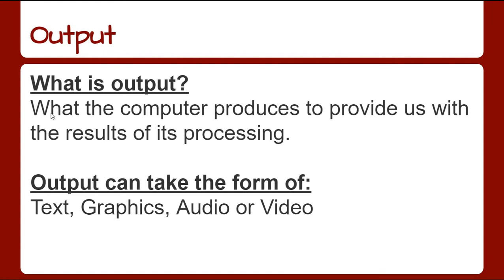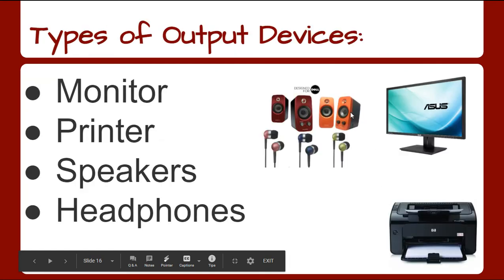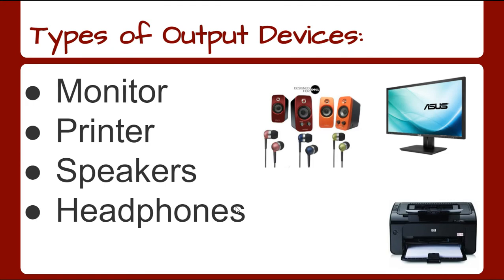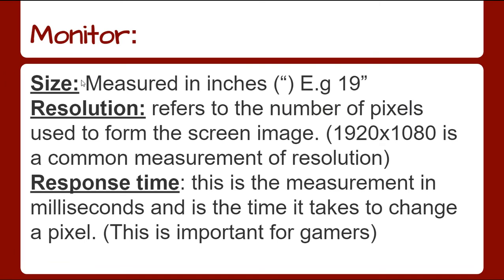What is output? Output is what the computer produces to provide us with the results of processing. Output can take the form of text, graphics, audio, or video. Types of output devices. We have the monitor, printer, speakers, and headphones. There are more. If we look at the monitor, the size of the monitor is measured in inches. So those little two quotation marks are used to refer to inches. So for example, that would be 19 inches.